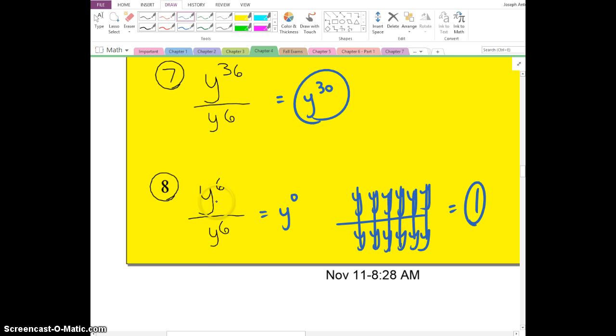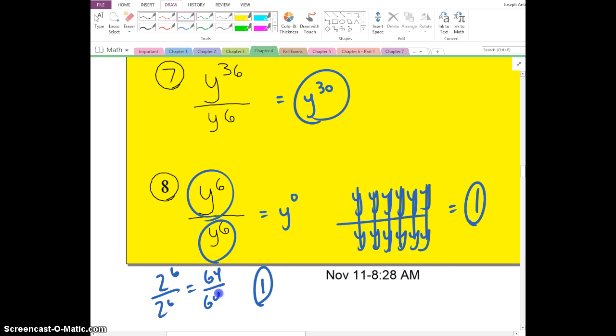I would also say, if you look at y to the 6 divided by y to the 6, you say, how many times can a number go into itself? How many times can y to the 6 go into y to the 6? Let's say once. Again, what if we replace y with a number and we said 2 to the 6 over 2 to the 6? Well, 2 to the 6 equals 64, and you'd have that in the numerator and denominator, and yes, that equals 1.